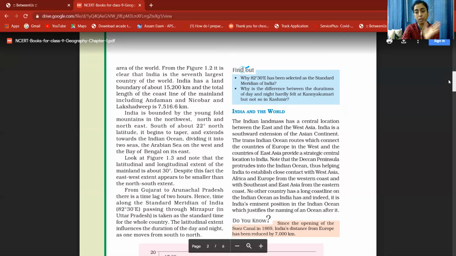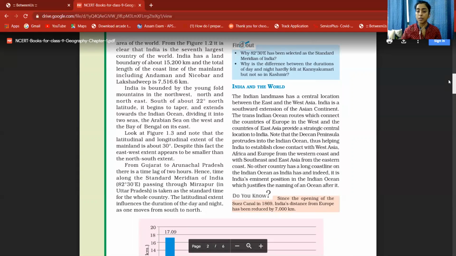For example, in the southern part of the country, the days will be longer than in the northern part of the country. All right. Now let's look into India and the world.